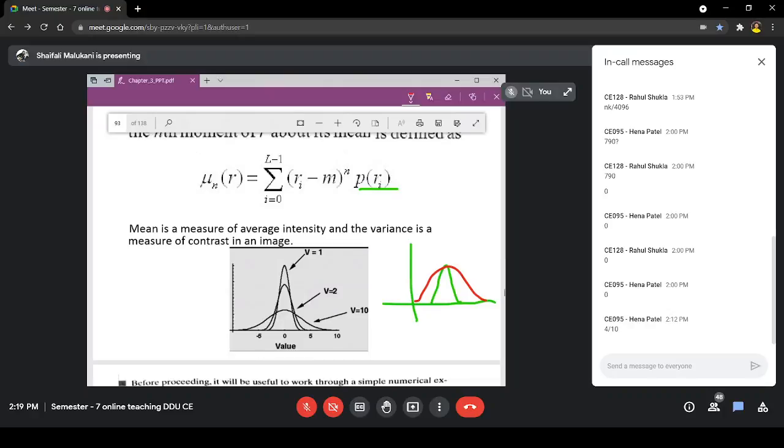The probability of occurrence of intensities is distributed in image 1 like this, and in image 2 like this. Can you tell me whether image 1 or 2 has higher variance? Yes, image 2 has higher variance. What does that indicate? Can you tell me which image, 1 or 2, has higher contrast?